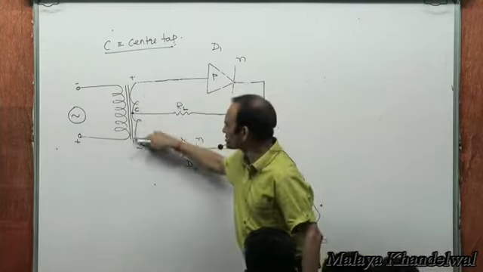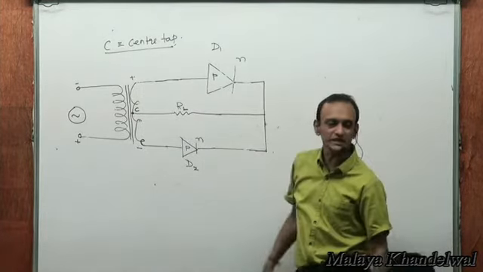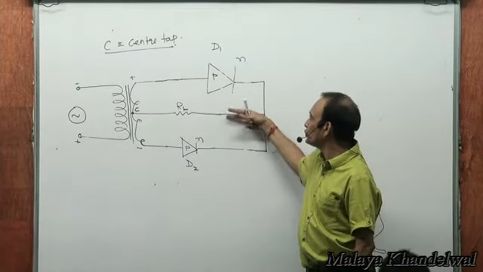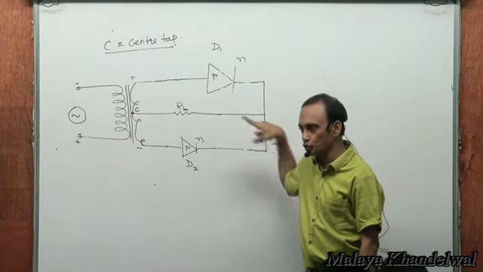The center of this coil is called a center tap. I take a lead from here and connect it to the load this way. Center tap, it's called a center tap. Now I've created two loops. There is an upper loop and there is a lower loop.